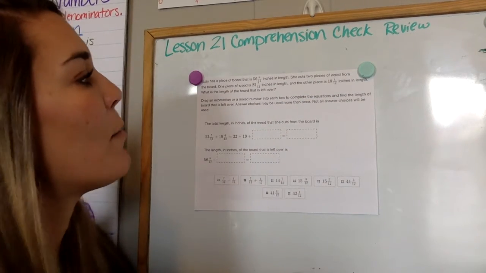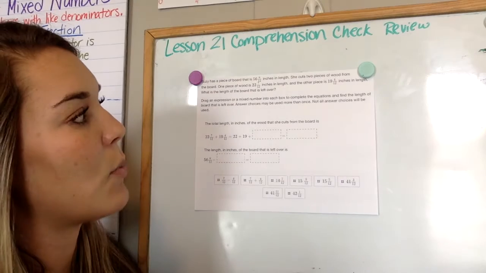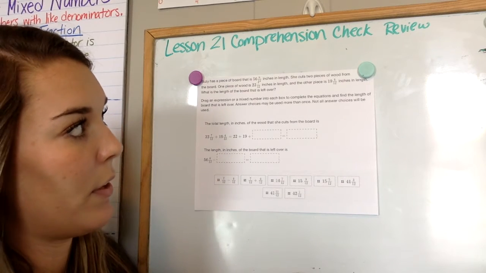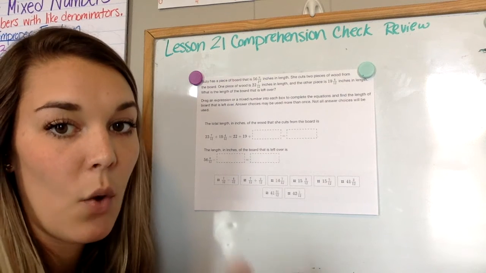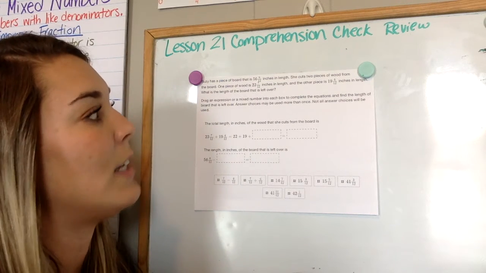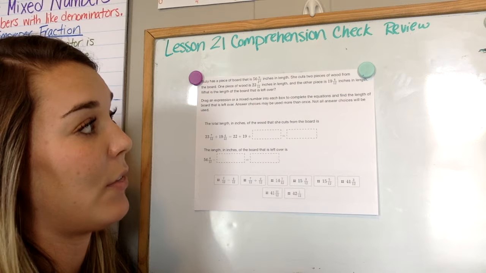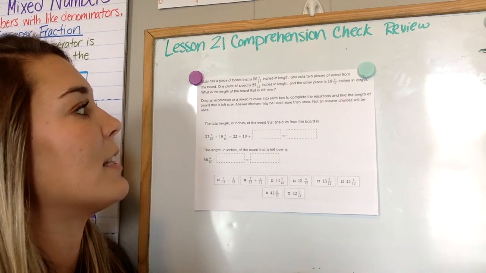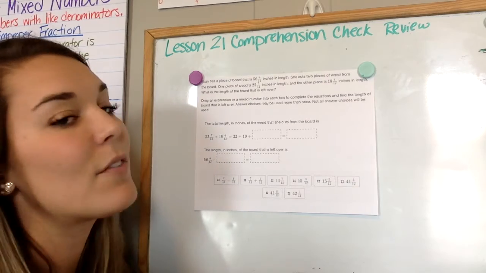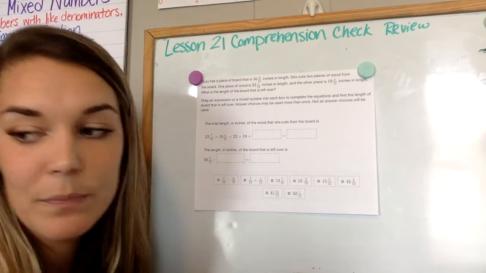Susie has a piece of a board that is 56 and 6/12 inches in length. She cuts 2 pieces of wood from that board. One of the pieces of wood is 22 and 7/12 inches in length. The other is 19 and 4/12 inches in length. What is the length of the board that's left over?